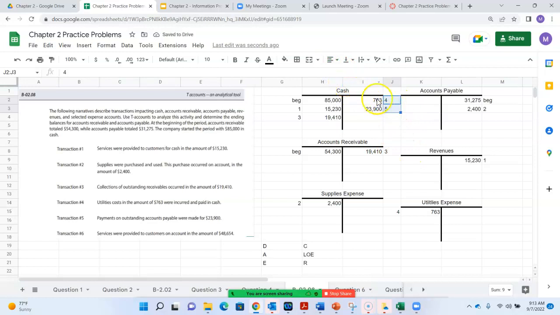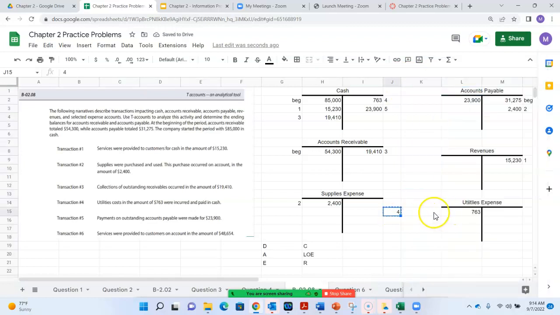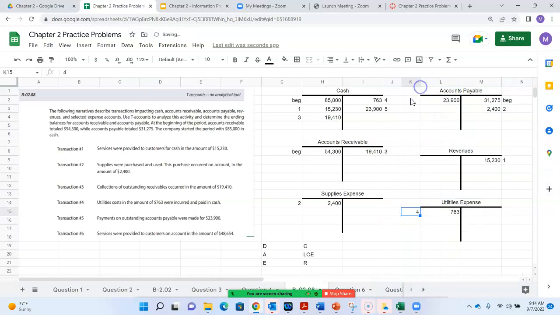Then, right, we've actually paid them. Well, we need to reduce our accounts payable balance because we don't have this much due anymore. We've paid some of them off. So accounts payable is a liability, which is normally increased by a credit. If we want to decrease an accounts payable, we would just do the opposite, which is a debit. So we are going to decrease our accounts payable by 23,900. And this relates to transaction number 5. Let's insert one column to the left. Put this guy over here. And this relates to transaction number 5.